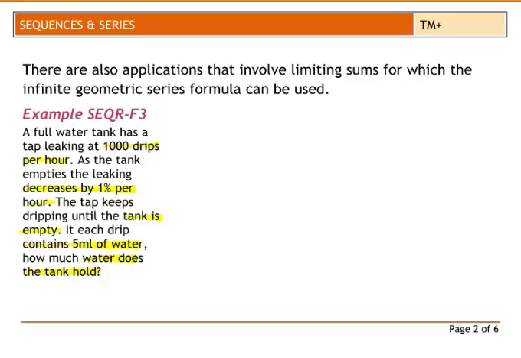So let's think about what's happening. I have 1,000 drips to start with, and then it's going to decrease every hour by 1%. So if I'm decreasing by 1% every hour, I'm actually multiplying by 0.99, because 100% minus 1% is 99%, which as a decimal is 0.99. That is essentially what is happening, and that keeps going forever until the tank is empty.